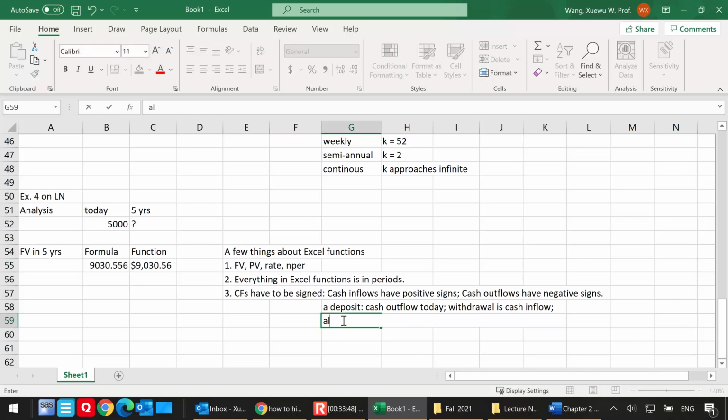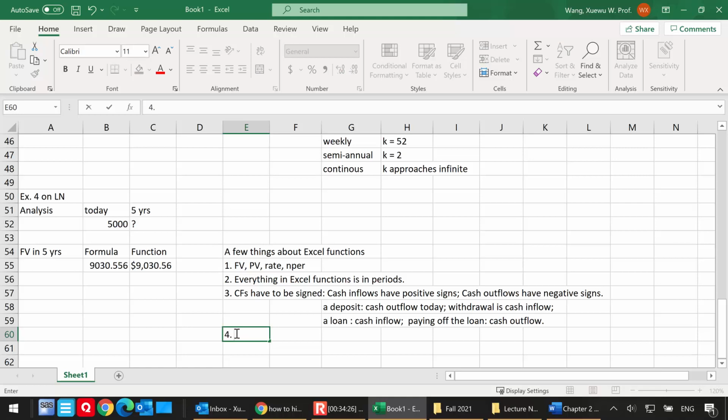Now, if you actually take out a loan, well, if you take out a loan, money flows from the bank into your pocket. It could be for a vacation. So that's a cash inflow. So a loan today has a positive sign, and if you're paying off the loan, money flows out of your pocket to the bank. So that's a cash outflow. So when you're making payments, these are cash outflows. These are very subtle things, but they are very important.